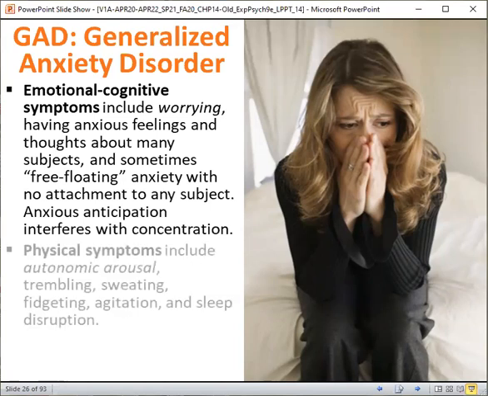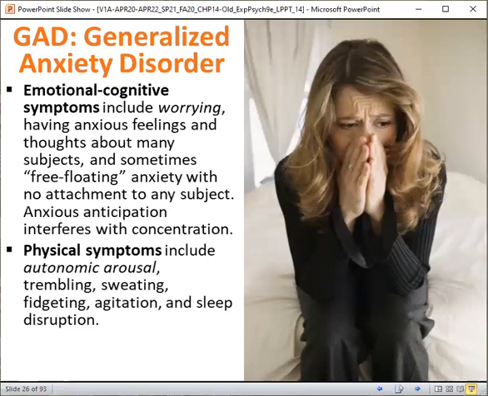The physical symptoms include autonomic arousal, trembling, sweating, fidgeting, agitation, and sleep disruption. I don't know if you're unlucky enough to have experienced this type of stuff, but when you have it, it's tough to do a lot of things. You're always sort of on edge. Anything's about ready to snap. You just feel this impending doom that you know is coming your way. That is what we mean by generalized anxiety disorder. It's not associated with any particular thing, or it can be associated with a bunch of things. It's sort of free floating. You just know this dark cloud is falling over you.